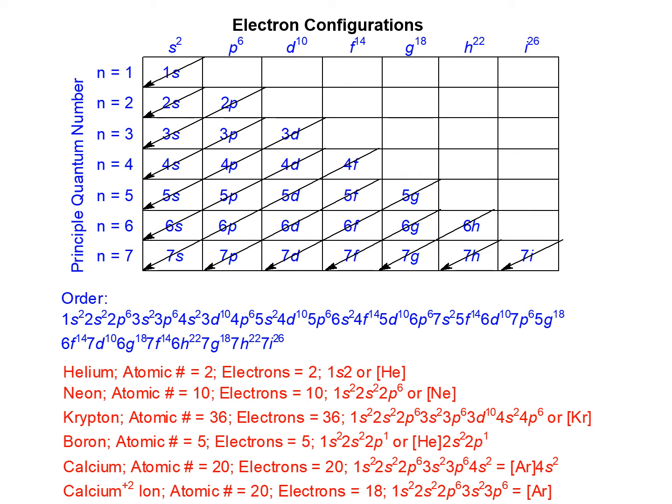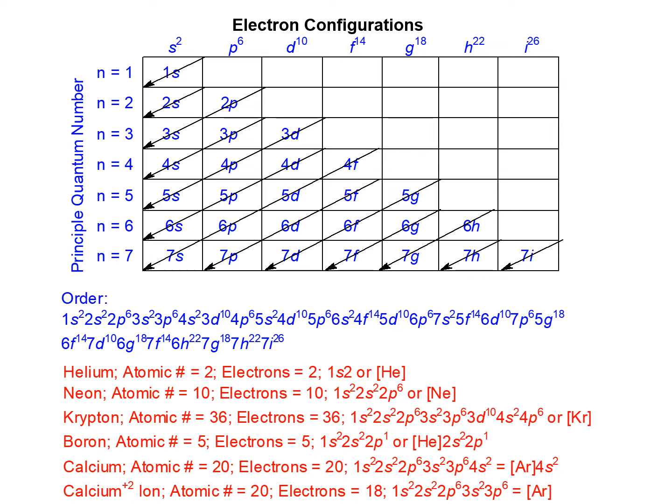If we look at neon, the atomic number is 10. It has 10 electrons. So if we fill up the orbitals, it goes 1s2, 2s2, 2p6, or neon bracket. If you count up the superscript numbers, it will equal 10. 2 plus 2 plus 6 equals 10.